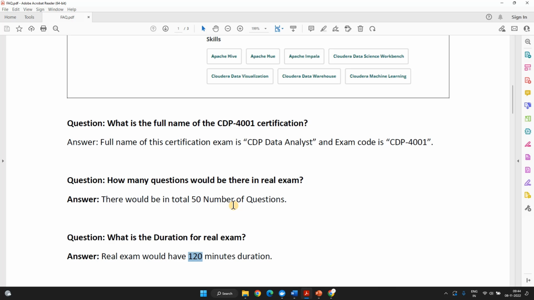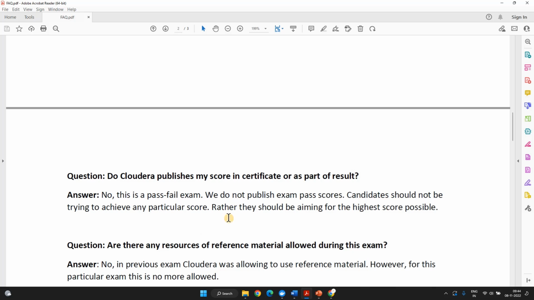You must have a very good practice to pass this certification exam. Now moving to next: does Cloudera publish my score in the certificate or as part of the result? The answer is no, because we have seen a sample certificate. They don't publish the score you have got, but at least they will tell you whether you passed this exam or you failed this exam. That is the very critical thing they are publishing.